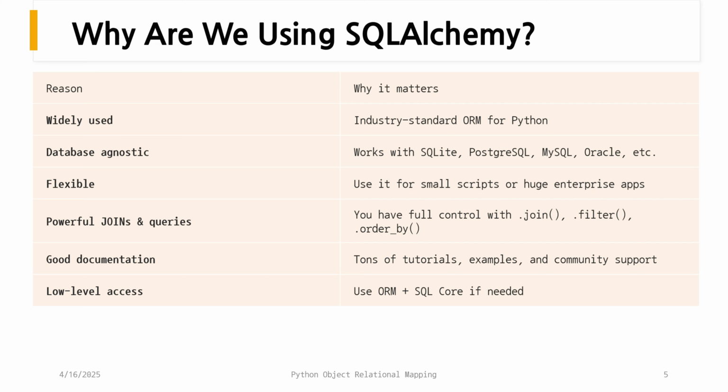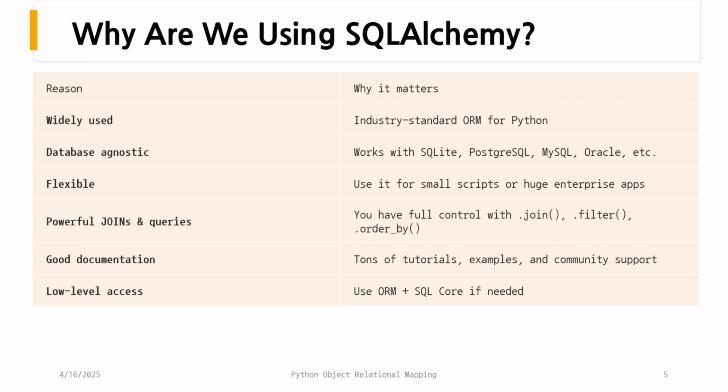So why are we using SQLAlchemy in this tutorial? Let's break it down. First, it's widely used. SQLAlchemy is the industry standard ORM for Python. So when you learn it, you're picking up a real-world skill that's used in professional projects. Second, it's database agnostic. This means you can use it with many different databases like SQLite, Postgres, MySQL, or even Oracle without changing your code too much.